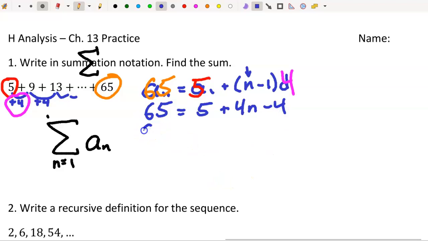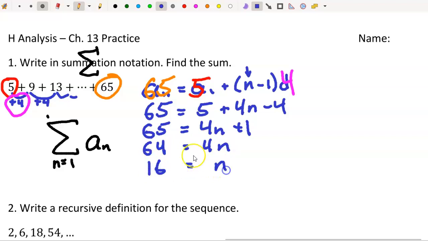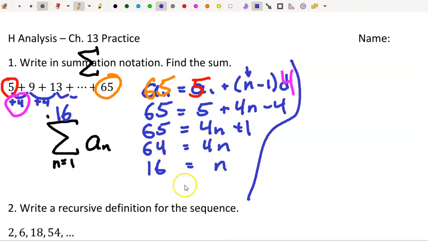Simplify this a little bit. So we have 65 equals 4n plus 1. So we have 64 is equal to 4 times something. And if we divide both sides by 4, we'll get 16. There it is, so we have 16. All right, so now we can find out what the a sub n formula is.